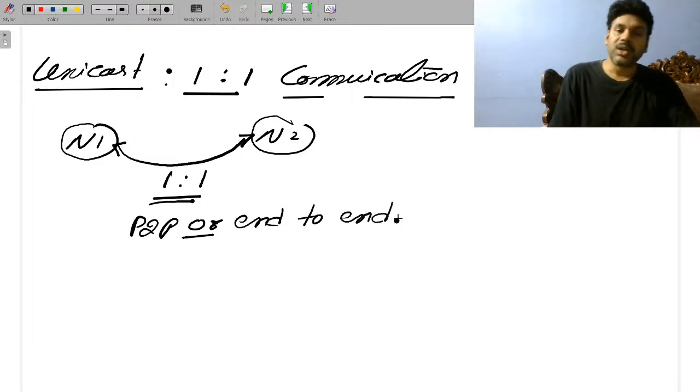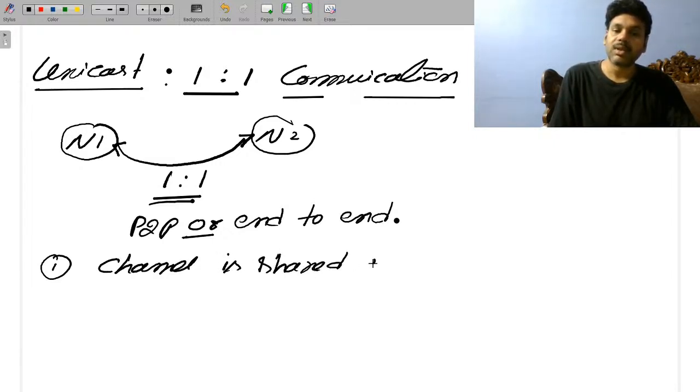So what is the advantage of this? The advantage of this is nothing but, you see, in this what is going to happen? The channel or a frequency, whatever it may be, is shared only between two nodes.